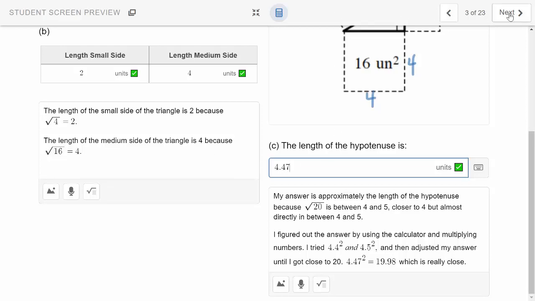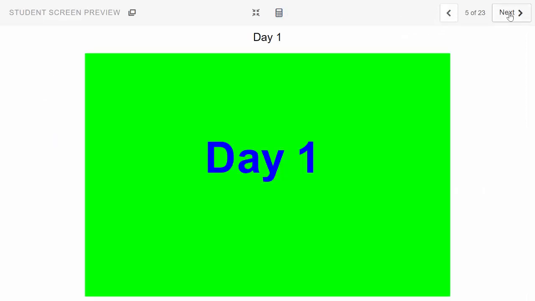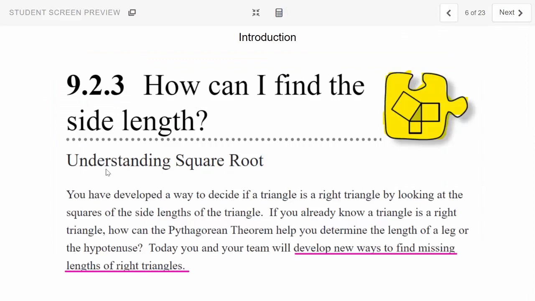All right, so today we're going to be going on here, day 1, for understanding square roots. You develop a way to decide if a triangle is a right triangle by looking at the squares of the side lengths of the triangle. If you already know a triangle is a right triangle, how can the Pythagorean theorem help you determine the length of a leg or a hypotenuse? Well, we've done that, so you should be able to go through this very easily.